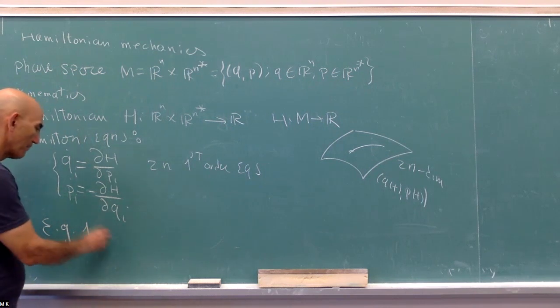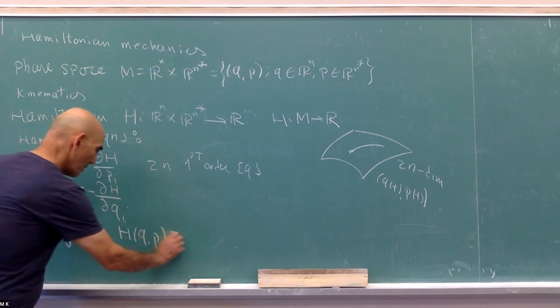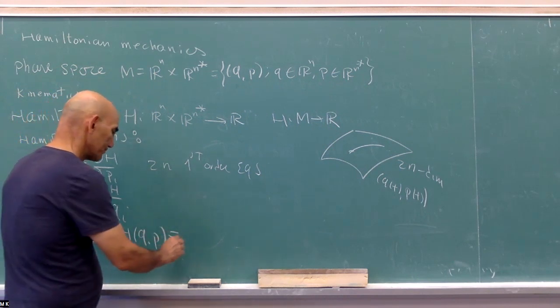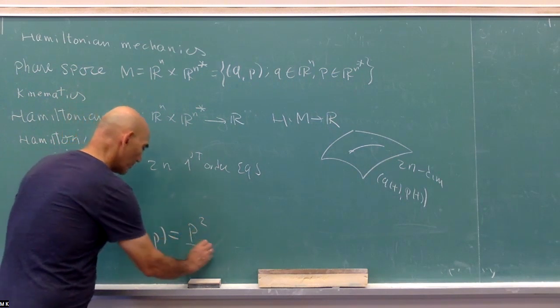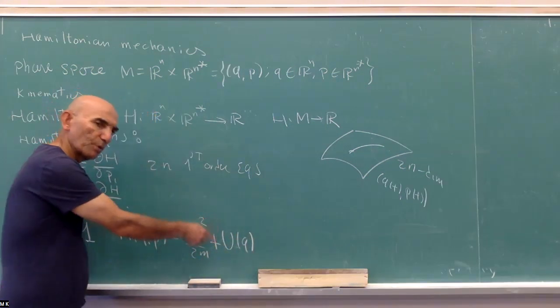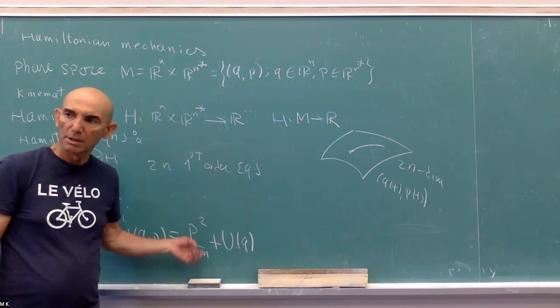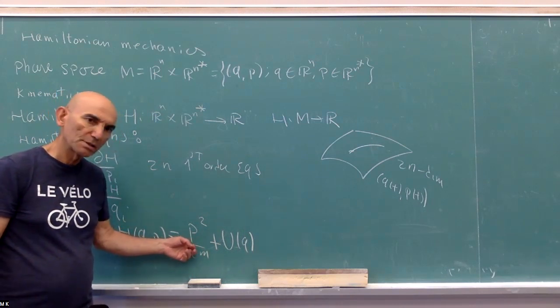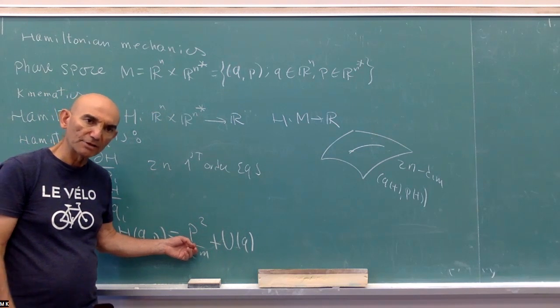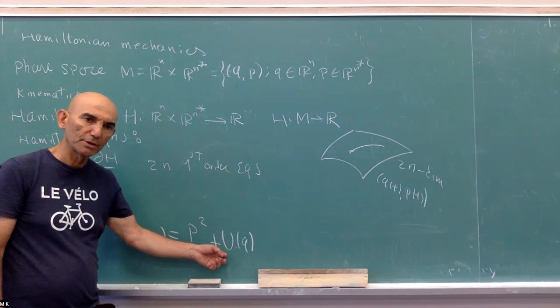So we have H(Q,P) equal to P squared over 2M plus U of Q. In this case, we have kinetic plus potential energy. This is really total energy now. This is kinetic energy, written not in terms of velocity, but in terms of momentum. So it becomes P squared over 2M plus potential.